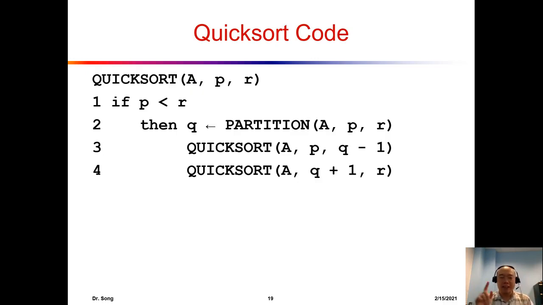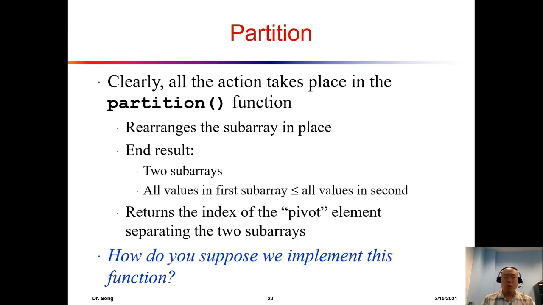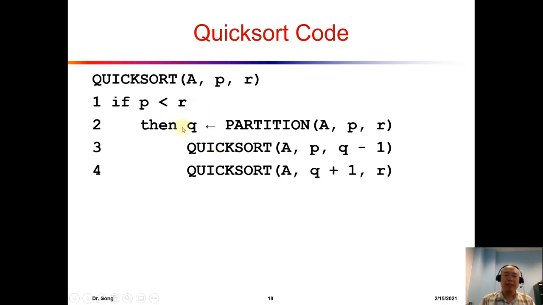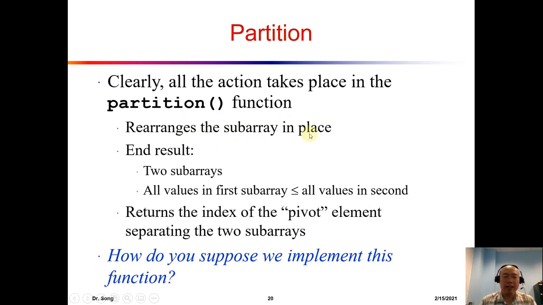So what's hidden? The hidden part is the partition. How do we want to do the partition? Remember our goal. Our goal is that we want to have a middle value, which is called the pivot. On the left side of the pivot, those are values smaller than the pivot value, and on the right side, those are values higher than the pivot value. The middle one is the pivot, and the index of that pivot will be Q, and that Q will be returned from the partition.